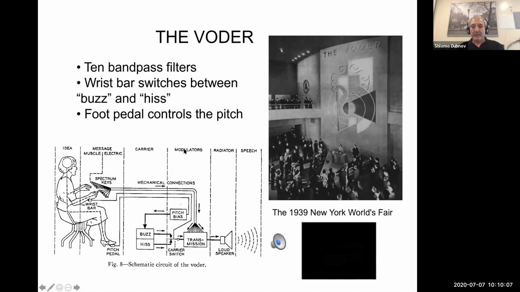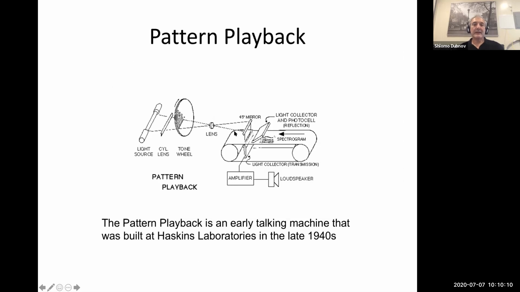Pretty much at the same time, in parallel, there was another mechanism or another device that was supposed to generate speech, the so-called pattern playback in Haskins Laboratories. And it consisted of quite an interesting mechanism. If you remember, we spoke about piano rolls that encoded notes. This one is an encoding of a spectrogram as kind of a picture. Now, the way it's generated is that you have a tone wheel that actually generates the pitch, it generates the excitation, which is the periodic signal.